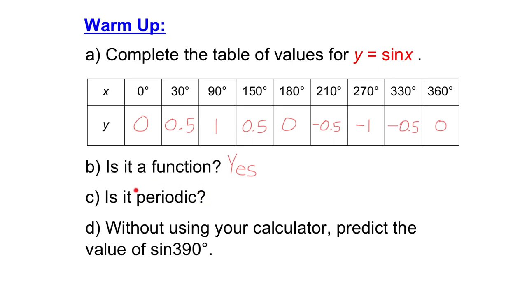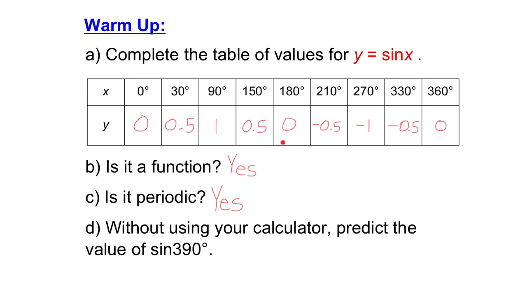Is it periodic? This relates back to our last lesson where we looked at what periodic functions are. A periodic function is a function that has a pattern that repeats at regular intervals. Is that what we see? Looks like it. It goes from 0 up, then back down, and back up to 0 again. Looks like it's periodic.